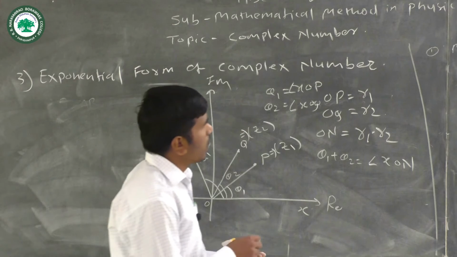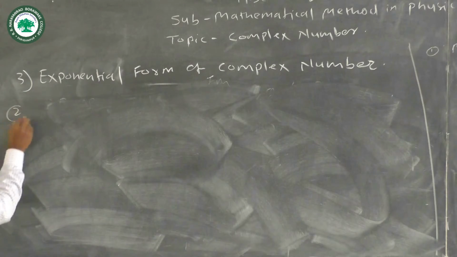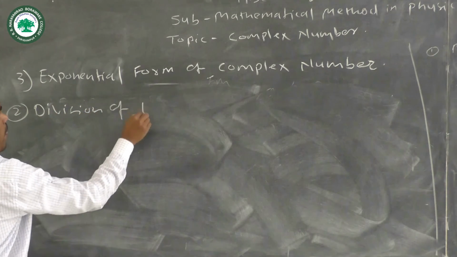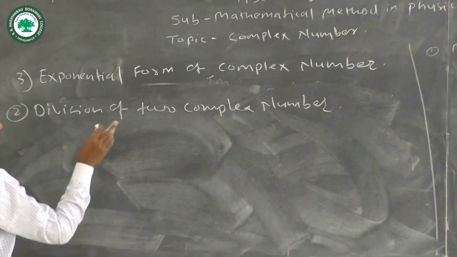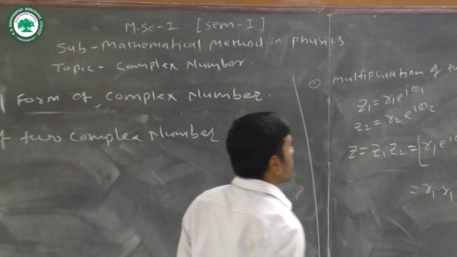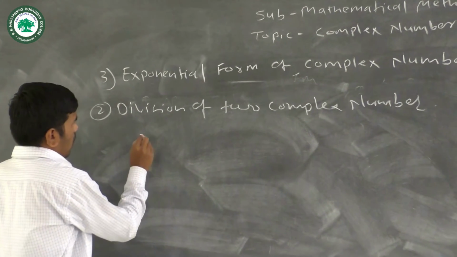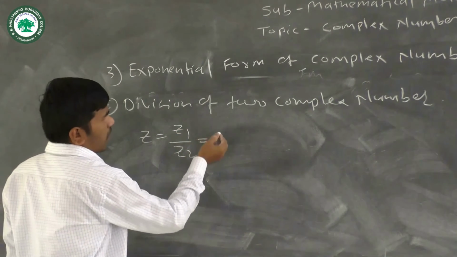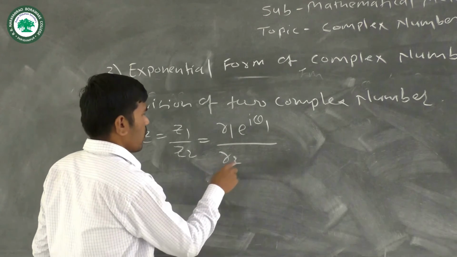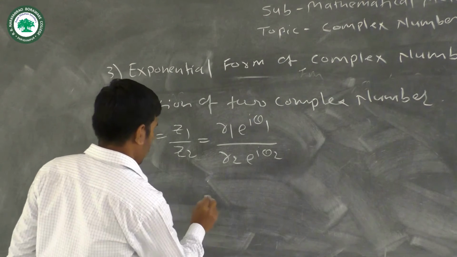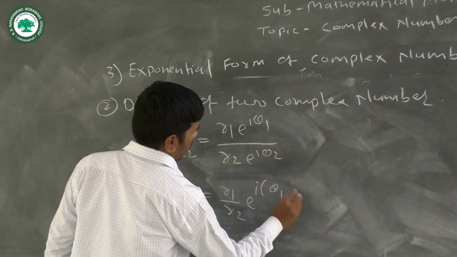Now the division of two complex numbers. Same as before, we consider Z1 equal to r1 into e raised to i theta 1 and Z2 equal to r2 into e raised to i theta 2. So Z is equal to Z1 by Z2, that is r1 e raised to i theta 1 divided by r2 e raised to i theta 2. So you can write r1 divided by r2 e raised to i theta 1 minus theta 2.